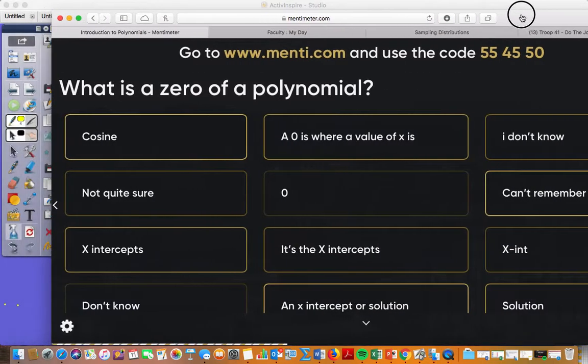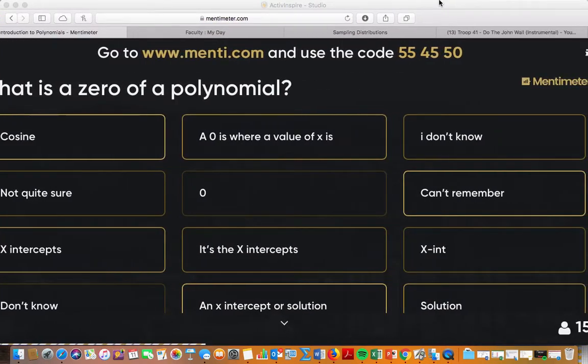All right, second one. What is a zero of a polynomial? Okay. A zero of a polynomial. I don't know. Can't remember. Yeah, it's an x-intercept or a solution. I will take that. That's actually pretty good. Who wrote that one? X-intercept or solution? Good job, Christine. It's exactly right. An x-intercept or a solution.